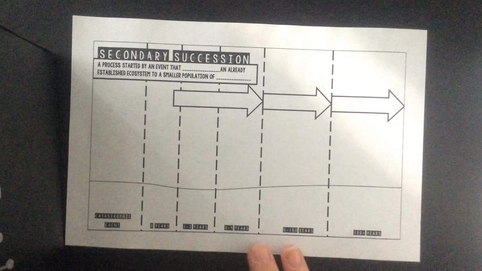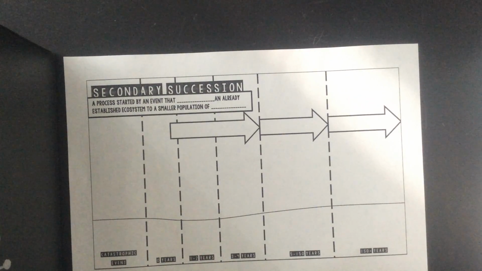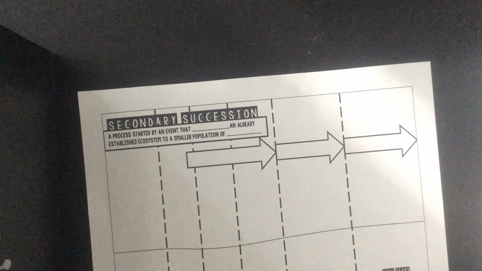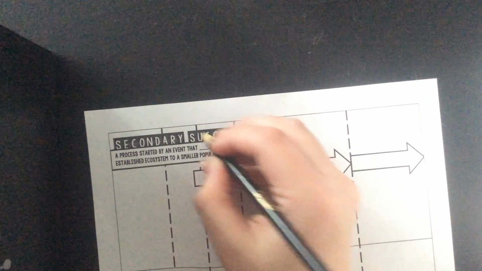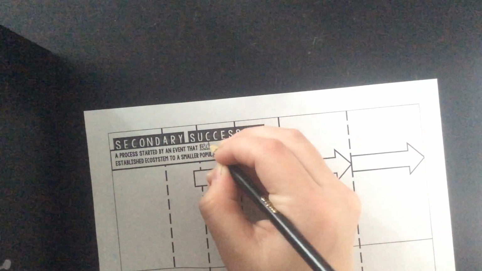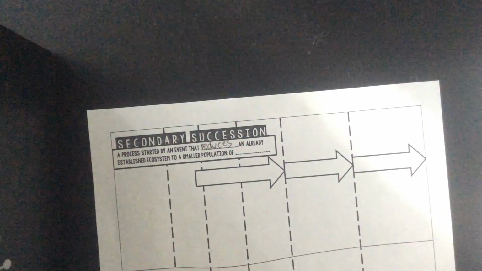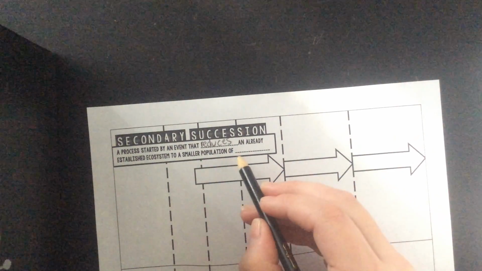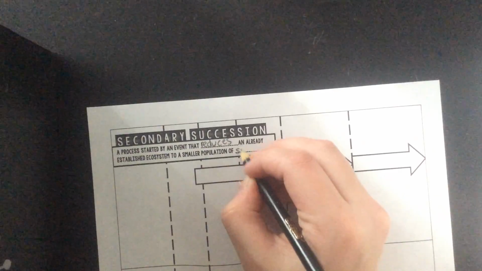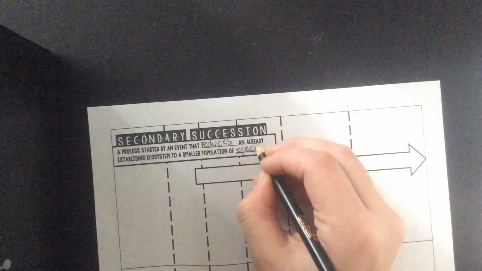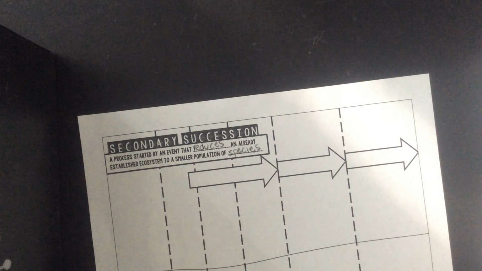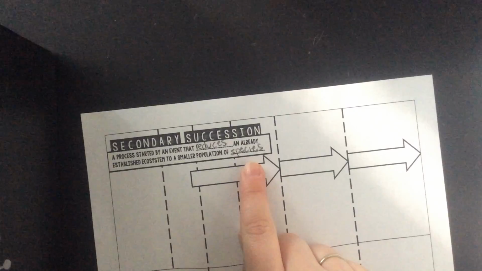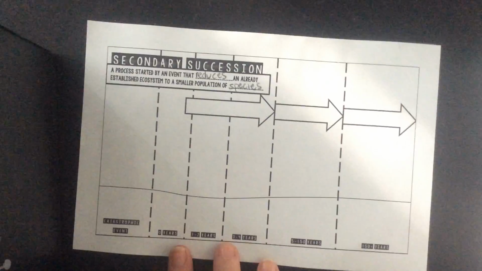event. Okay, so first let's go ahead and do our definition at the very top. Secondary succession is a process started by an event that reduces an already established ecosystem to a smaller population of species. So basically you're starting off with a really healthy ecosystem, something happens and reduces the amount of living things, the amount of species within that area. So usually what happens is a catastrophic event.